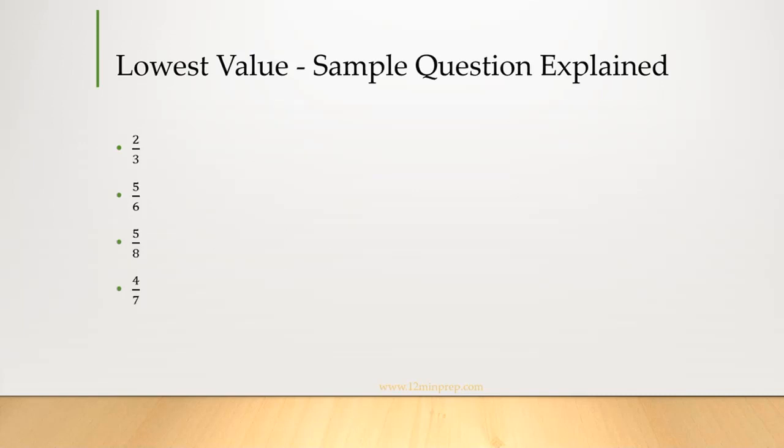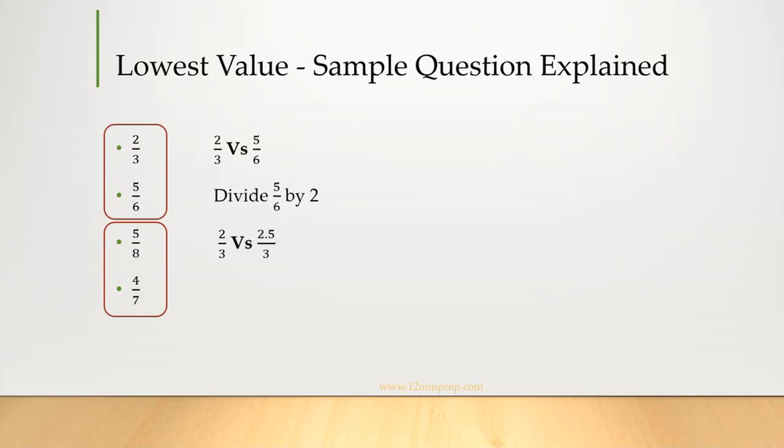In another method, we use the common denominator principle. We split the answers into pairs and then check per each pair who's the smallest, and then match the 2 remaining numbers in the same fashion. In the first pair, you can see that by dividing 5/6 by 2, we arrive at a fraction with the same denominator as 2/3. We can now easily compare the 2 fractions and determine that 2/3 is smaller.